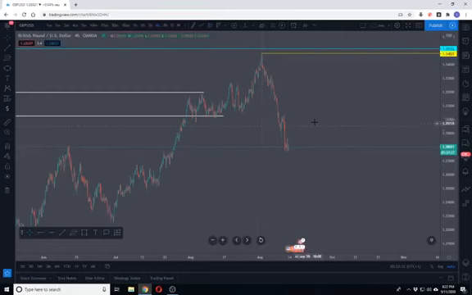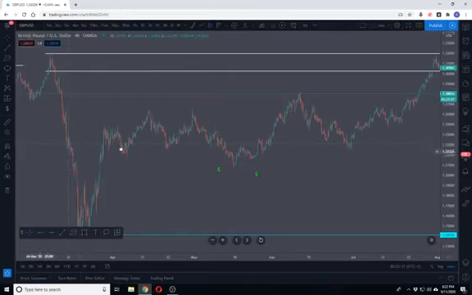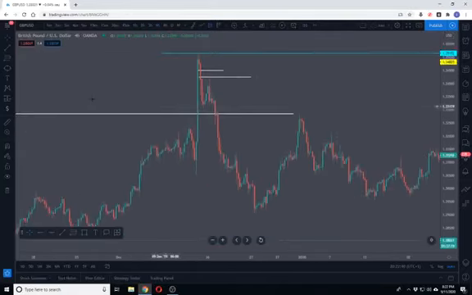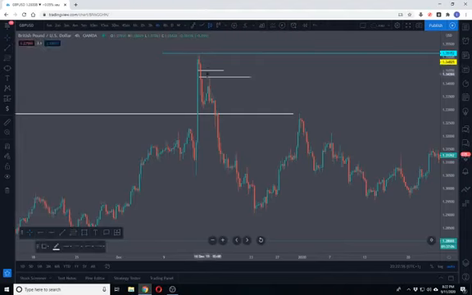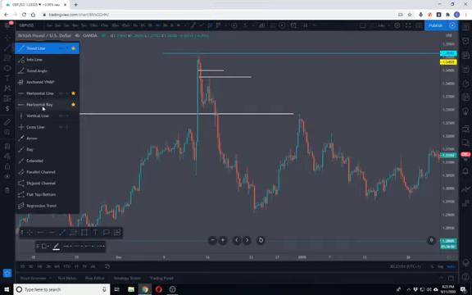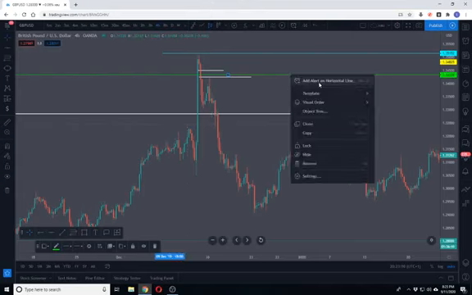And then once we've got our zone marked up above there, so what I would do in this scenario is, I've marked up my inefficiency here on this time frame. So I would put a horizontal line around there, and I would set an alert to it.